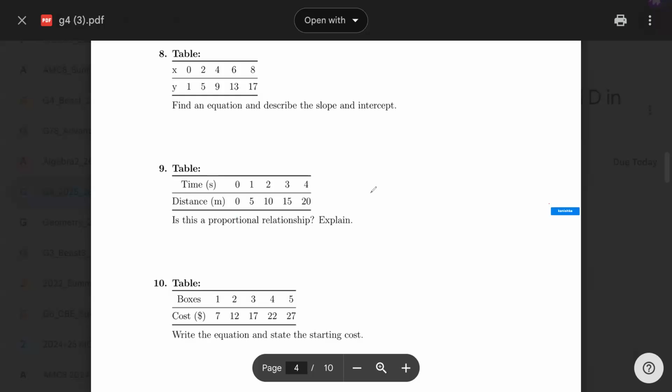Tell me, Vaibhav, what is the relationship in this table? Output is what? This is the output, this is the input. This is y, this is x. So what is the relationship?